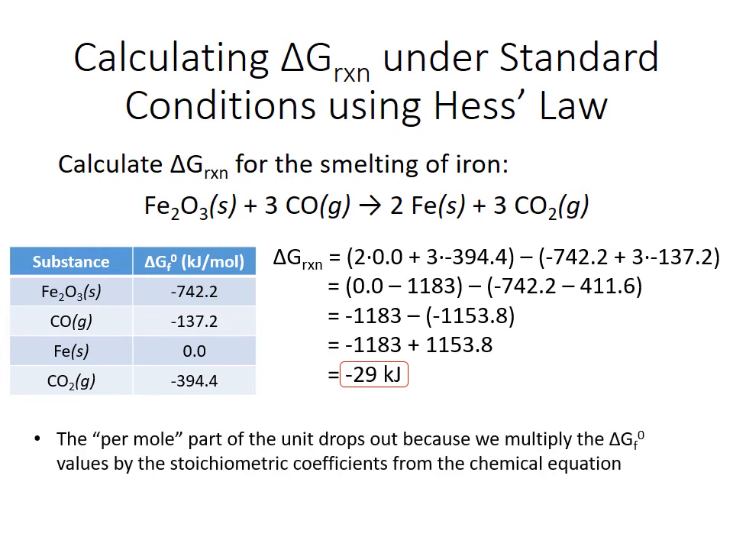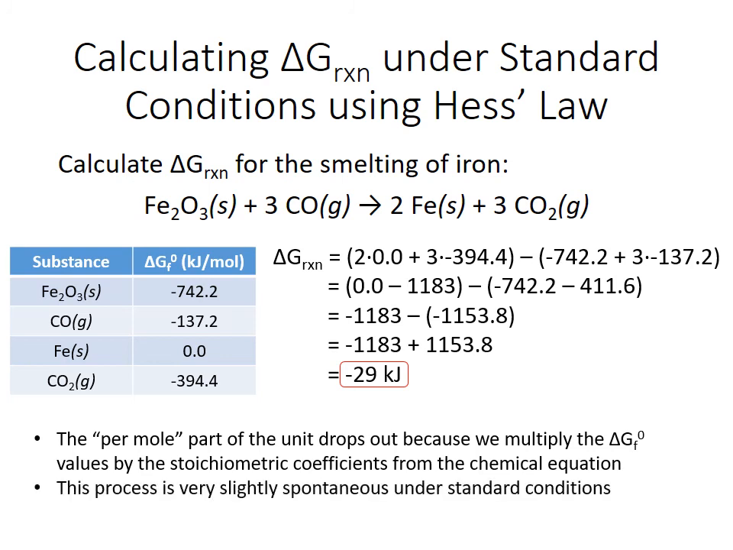Two things to note. The per mole part of the unit drops out because we multiply these delta G's of formation values by the stoichiometric coefficients from the chemical equation. Remember that those say 1 mole of iron oxide to 3 moles carbon monoxide, so multiplying by those coefficients is multiplying by moles. Moles cancel out. This process is also very slightly spontaneous under standard conditions.